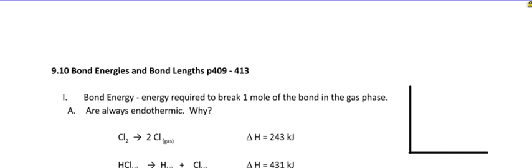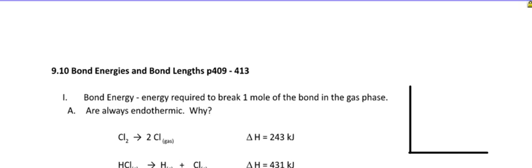All right, so anyway, this is about bond energies and bond length. Bond energy is the energy required to break 1 mole of the bond in the gas phase. These are always endothermic. Why is that? Because you require energy to break the bond. Kind of like a karate board. You go, hiyah, and when it happens, you break the board. It requires energy to break the board. We're going to do the same thing to these bonds, and we're going to break the bonds.